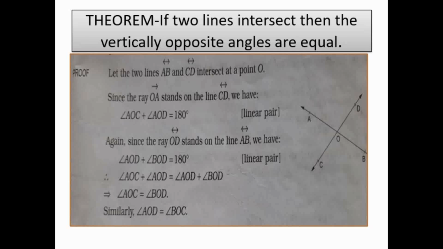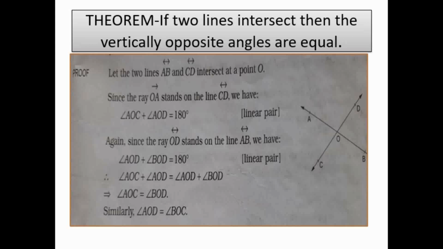Okay, if OA stands on the line CD, then which are the angles? Angle AOC plus angle AOD will be equal to how much? That is 180 degrees. Why? Because linear pair. Okay, now let us take the other line. The other line is AB and we take that OD stands on AB. Okay, when OD stands on AB, then angle AOD plus angle BOD is equal to 180 degrees.